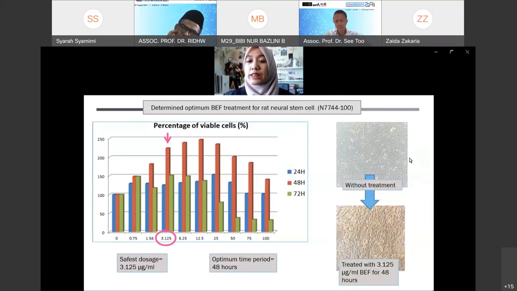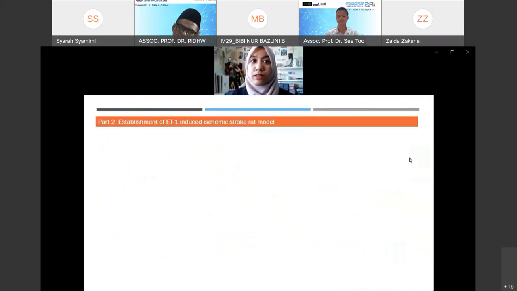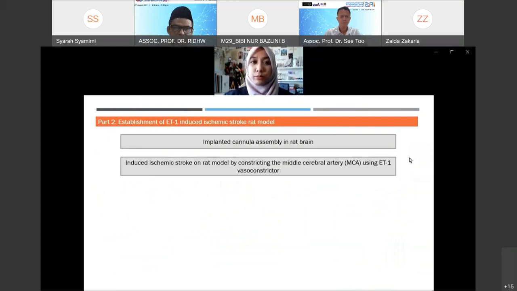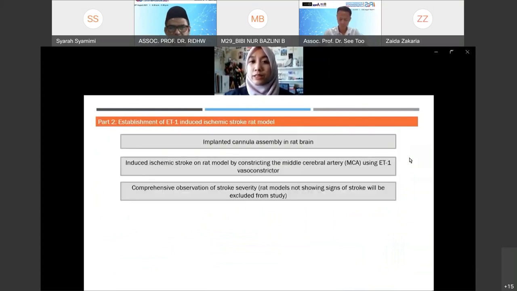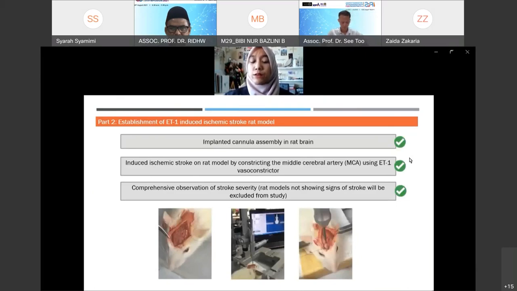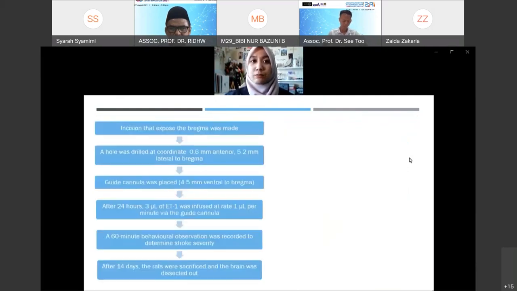The cells were significantly increased in number and viability after being treated with the 3.125 microgram per mL baclin enriched fraction for 48 hours. Next, the next part is to establish the endothelin 1 induced ischemic stroke rat model. We had implanted the cannula assembly in rat brain to induce ischemic stroke on the rat model using the endothelin 1 injection. And we did a comprehensive observation of the stroke severity. Only rats with stroke severity 2 to 4 will be included in the study.